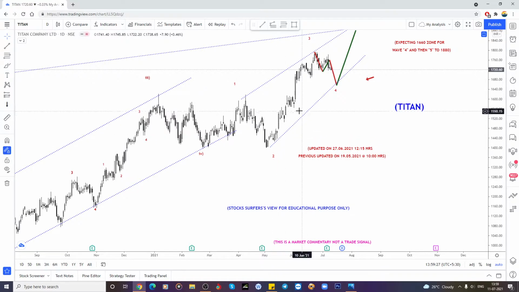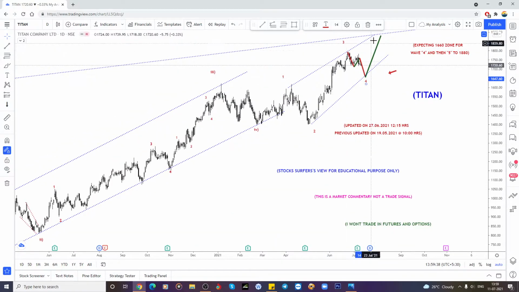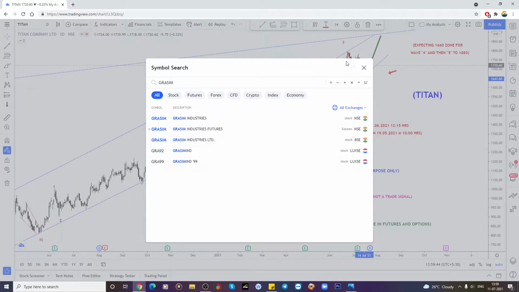Titan also, as I said, 1, 2, 3, 4, 5 has completed. So 1, 2, 3, and one more fourth wave is yet to complete, and afterwards the fifth wave. In that fifth wave, there is a wedge formation. So next is Grasim.